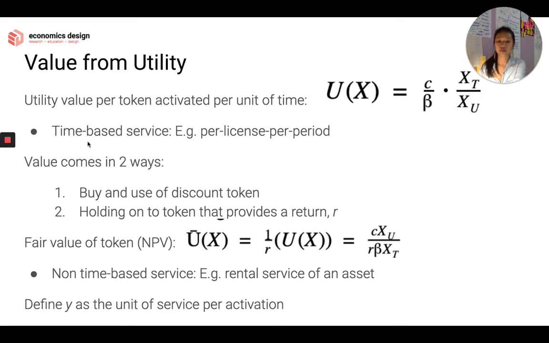And when we look at time-based service, the value can come in two ways. The value can come from buying and using the token, the discount token, or holding on to the tokens, and it provides a return.